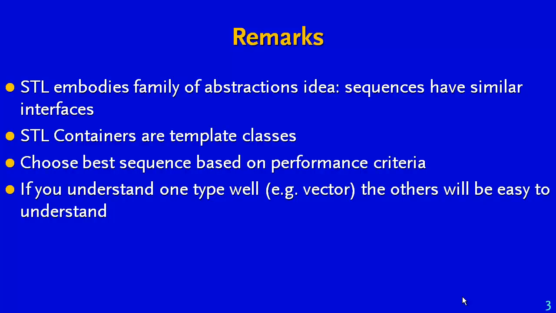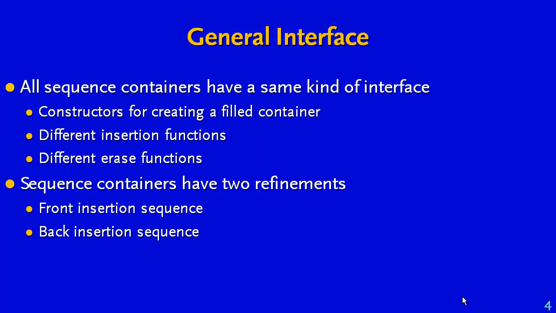I've already said if you understand vector, one type, you know all the other ones as well. So the general interface of all the sequence containers is the following. We have constructors, of course, so you can have default constructors, constructors of a certain size, copy constructors and so on. Then different insertion functions, so you want to fill your container with data at the end or in the middle or whatever.